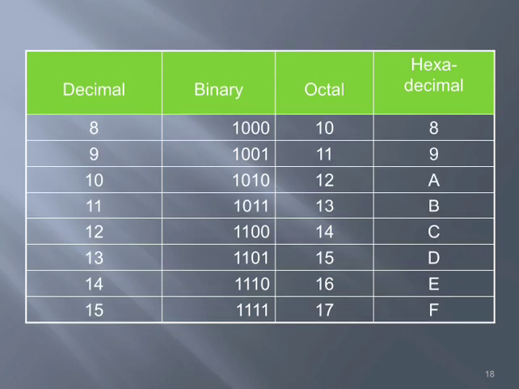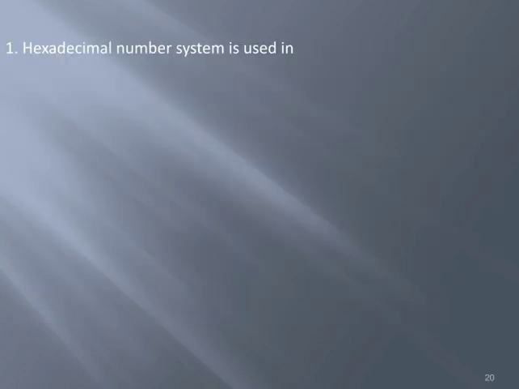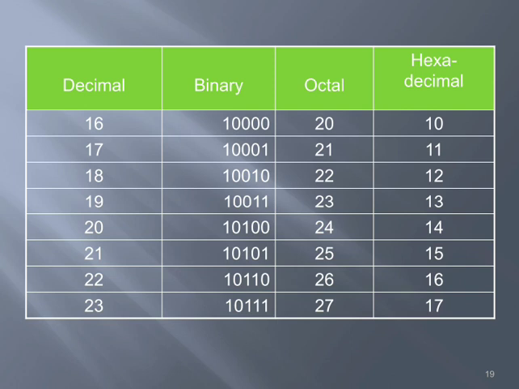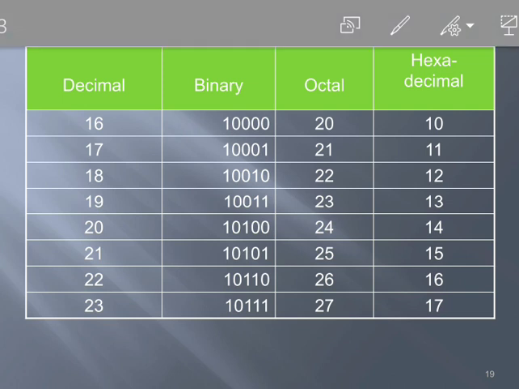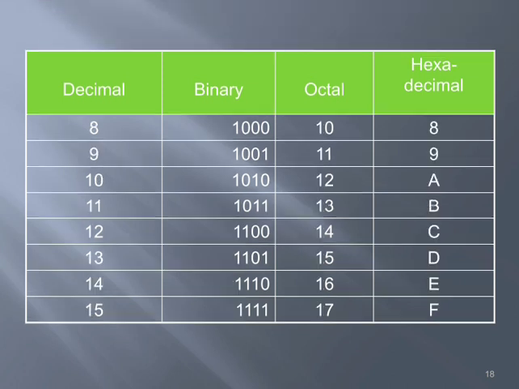and this continues up to whatever you want. So I have written up to decimal 23. So for decimal 15 the binary equivalent will be 4 ones, and its corresponding octal number will be 17, and its corresponding hexadecimal number will be F.